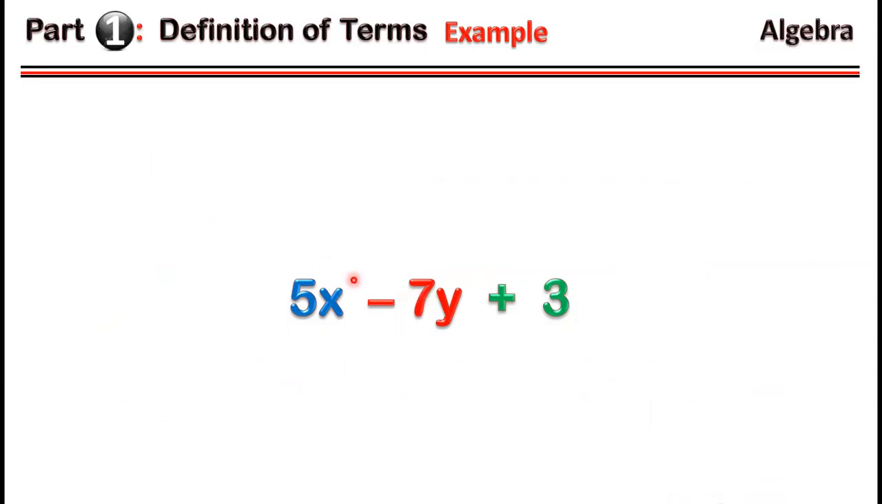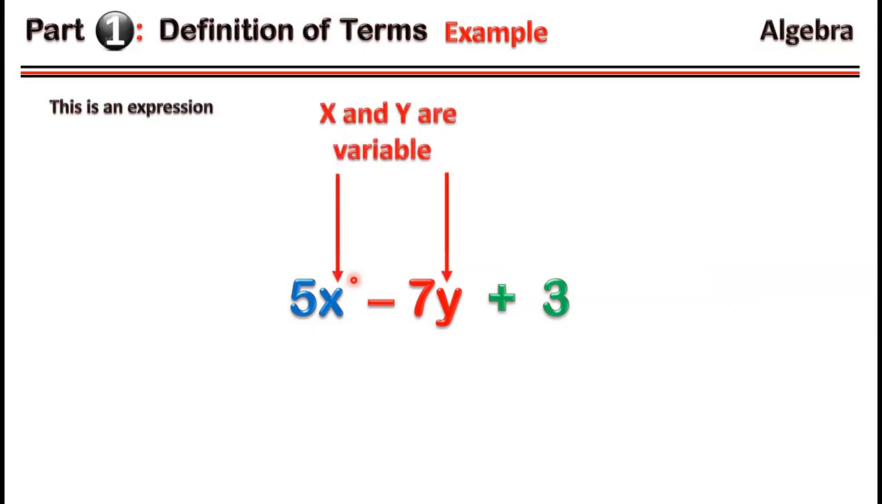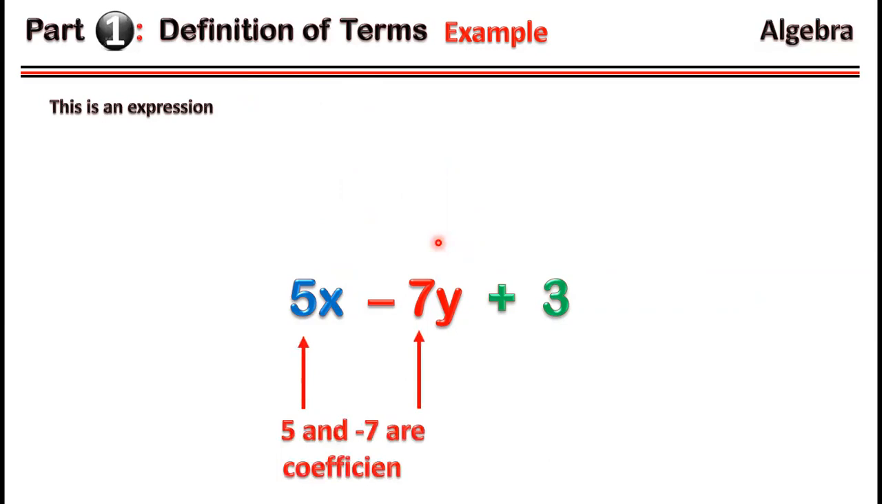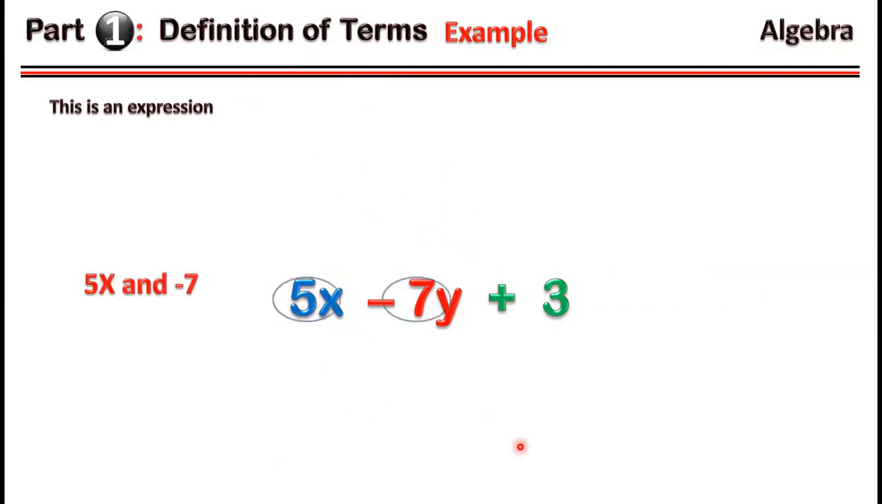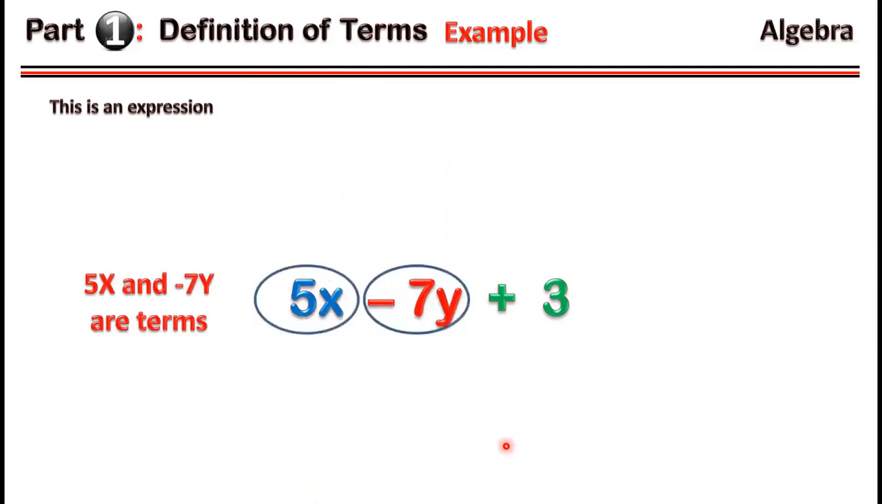Let's look at this. Is this an expression or an equation? It's an expression because there is no equality sign. So this is an expression, as you can see. And in this expression, like in past exam questions, they usually ask, in this expression, X and Y are variables. Now 5 and negative 7 are coefficients. 5 is the coefficient of X and negative 7 is the coefficient of Y, while 3 is a constant. Then the terms in this expression are 5x and minus 7y.